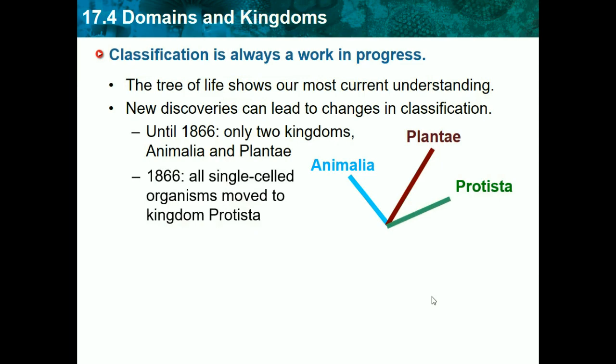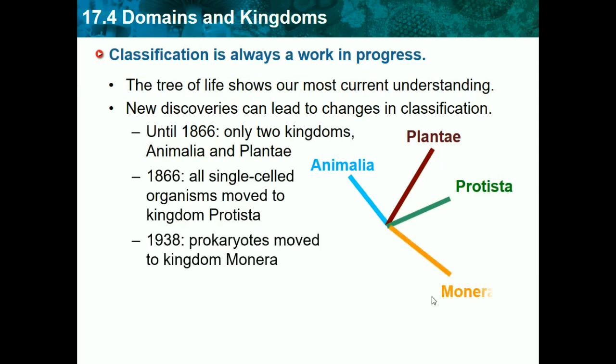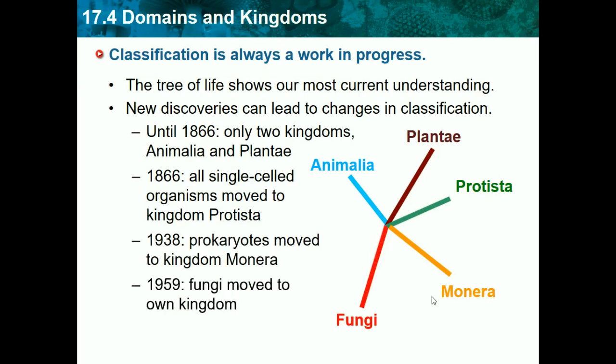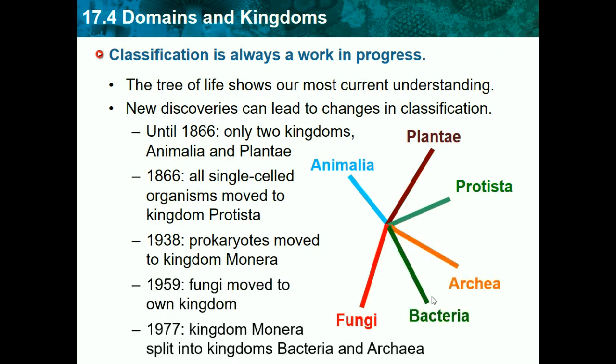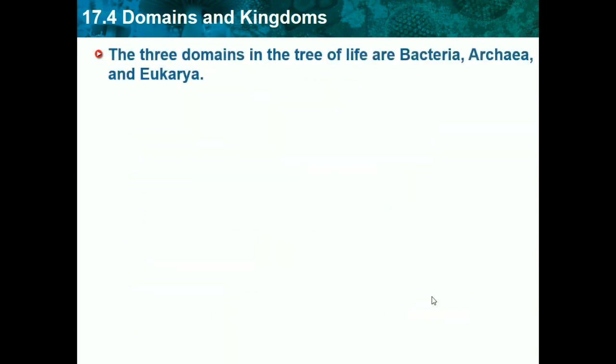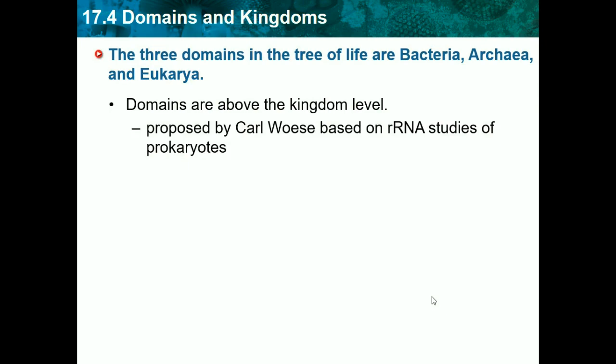In 1866, single-celled organisms moved to kingdom Protista. Prokaryotes moved into the kingdom Monera, and then fungi moved into their own kingdom. So now we have 5 or 6. And then kingdom Monera split into kingdoms Bacteria and Archaea. So we just keep expanding as our knowledge increases. The 3 domains in the tree of life are Bacteria, Archaea, and Eukarya. Domains are above the kingdom level, so domains are even broader than kingdoms.